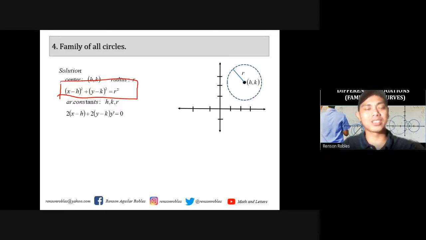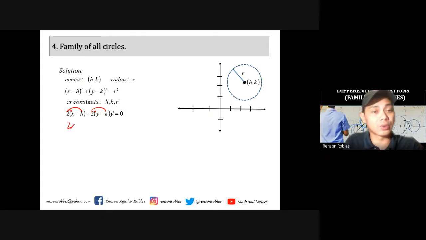Differentiating, you have 2(x − h) + 2(y − k)y′ = 0. Then again, to easily facilitate the derivative, we can simplify this algebraically by distributing the 2 to each term, and 2y′ to each term in (y − k). That leads us to 2x − 2h + 2y y′, do not forget this y′, − 2k y′ = 0.